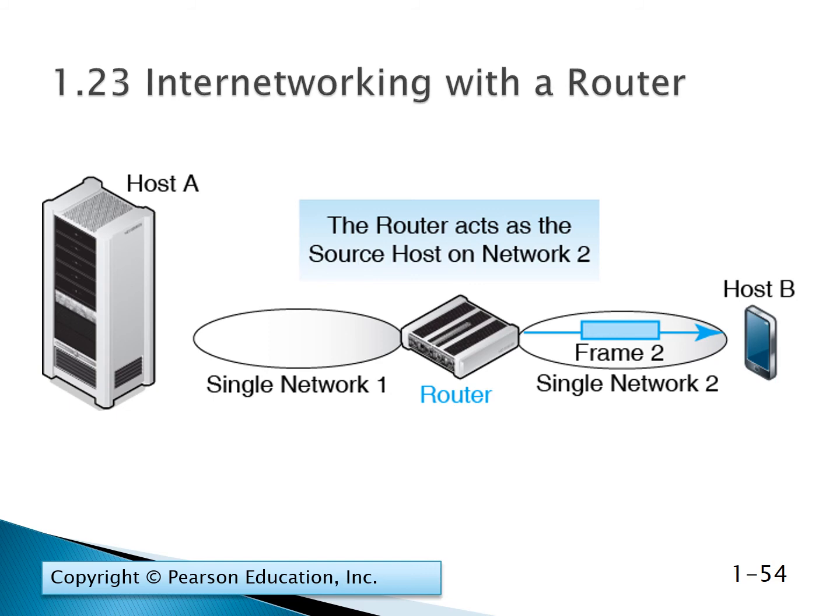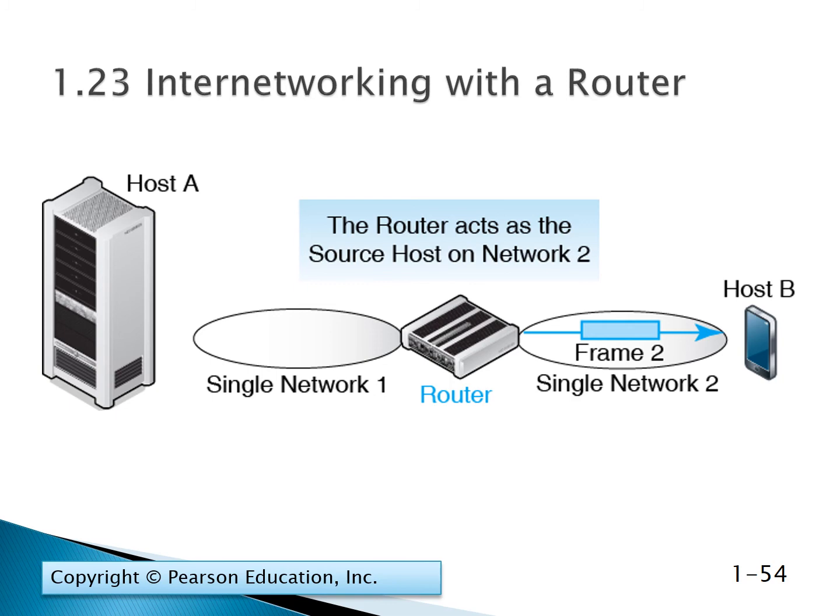We can think about it like this: single network 1 is like a place that only understands English, and single network 2 is somewhere that people only understand Chinese, right? So when host A sends the message to the router, it is writing an English address on the envelope. After it arrives, the router has to take the message out of the envelope, so it throws away the envelope.